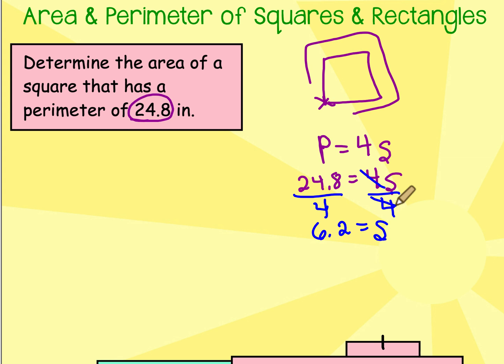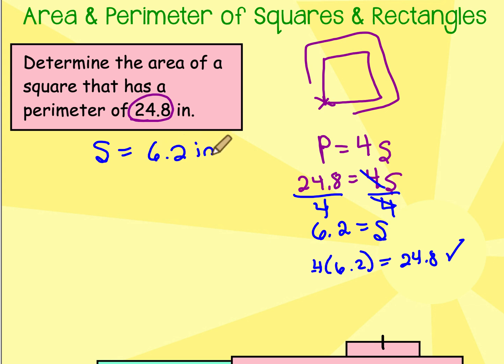And to double check, if I do 4 times 6 and 2/10, 4 times 6 is 24, 4 times 2 is 8, so that gives me 24 and 8/10. So I know that the side length is 6 and 2/10 inches, but that's not the question. The question says to determine the area. So now what is the area?